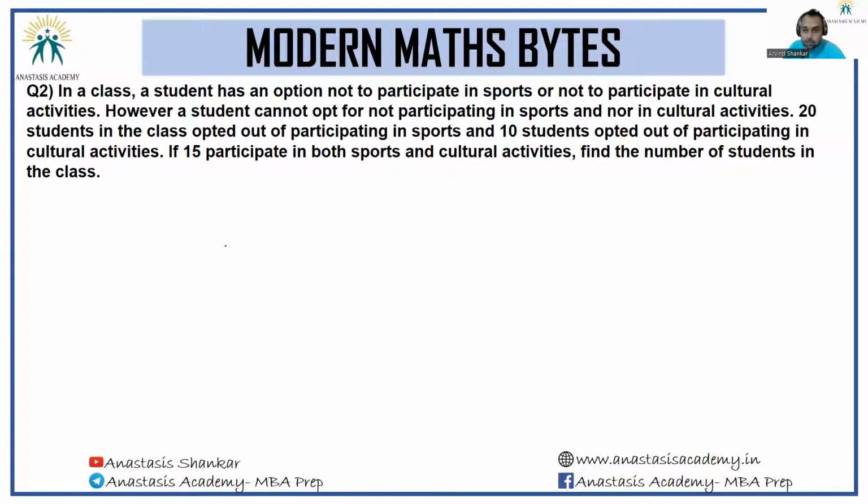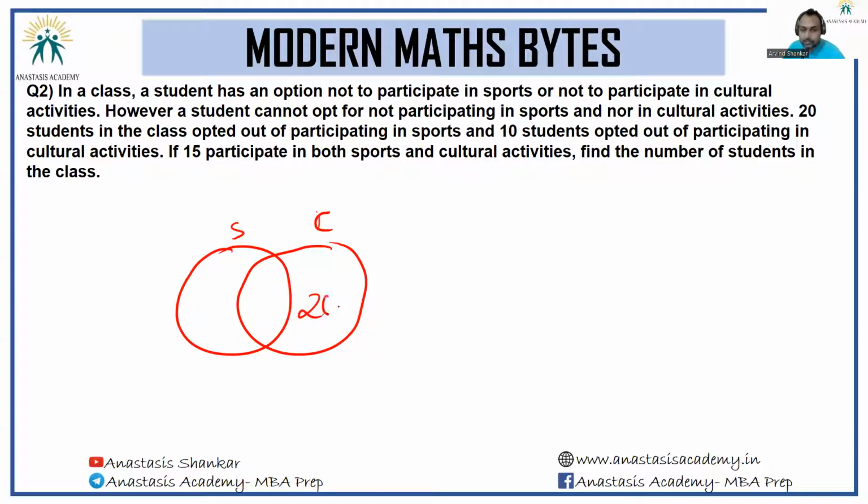In a class, so 20 students have opted out of participating in sports. So if you have opted out of participating in sports, can I say you have decided you will definitely participate only in cultural activities? Similarly, 10 students have opted out of participating in cultural activities. So you're definitely participating only in sports now. If 15 people participate in both sports and cultural activities, find the number of students in class. 10 plus 20 plus 15 adds up to 45.